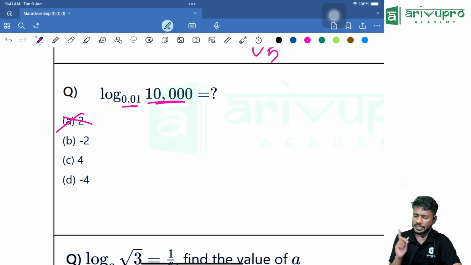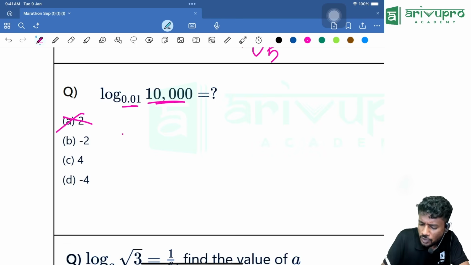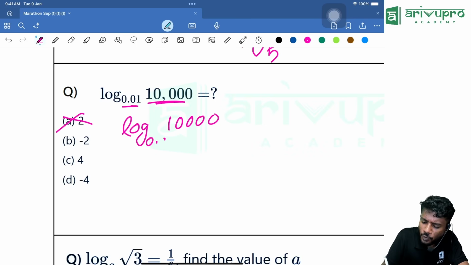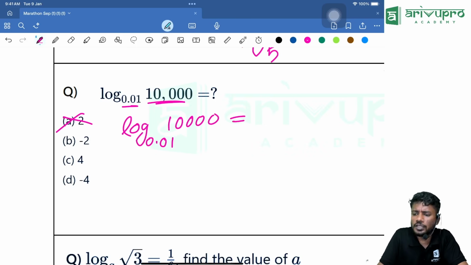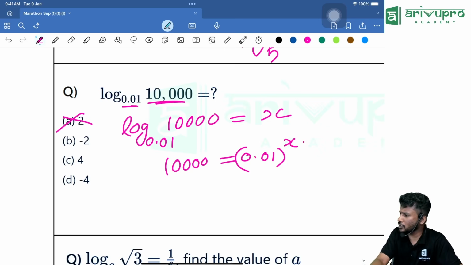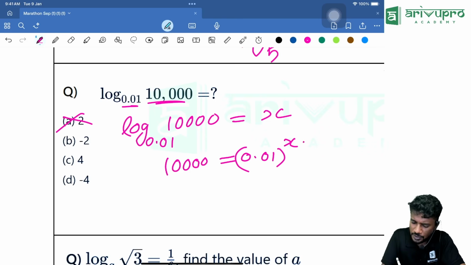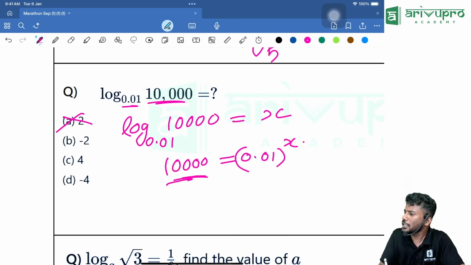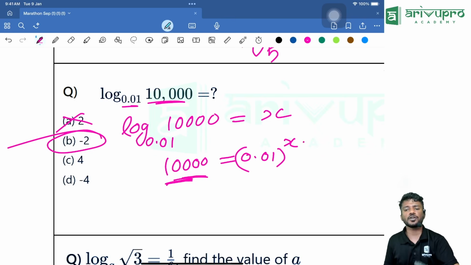Now, with that, can we say that, let log of 10,000 to the base 0.01 be equal to x? That means 10,000 is equal to 0.01 the whole power x. We are finding the value of this x only, right? So whenever we substitute one option, we should get 10,000. Otherwise, our answer is wrong. Which option is giving you 10,000? Option B is giving you 10,000.